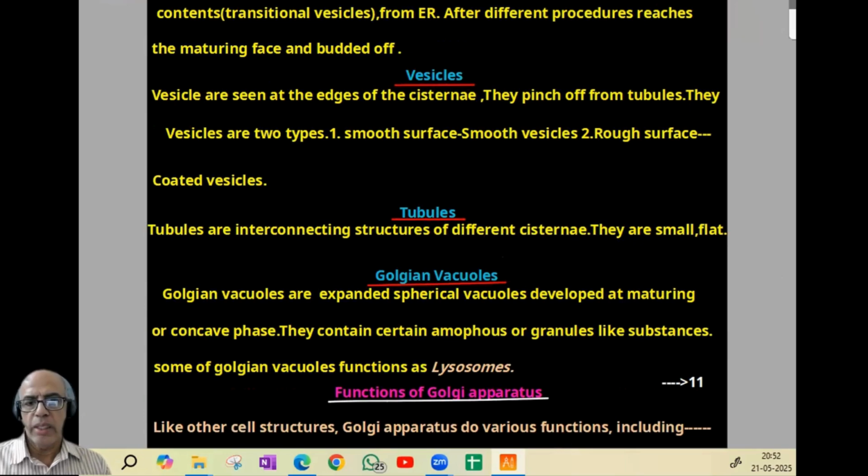ER and GA are very closely packed in structural and functional aspects. Proteins go from ER to GA before release from the trans face. Then glycosylation, acrosome of the sperms, membrane formation during cytokinesis, and lubrication of protein.